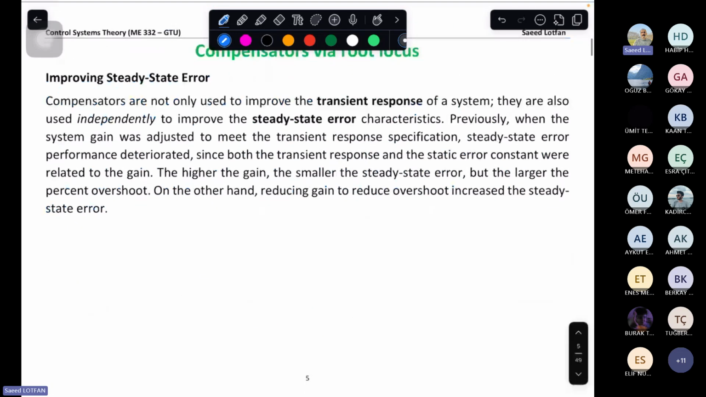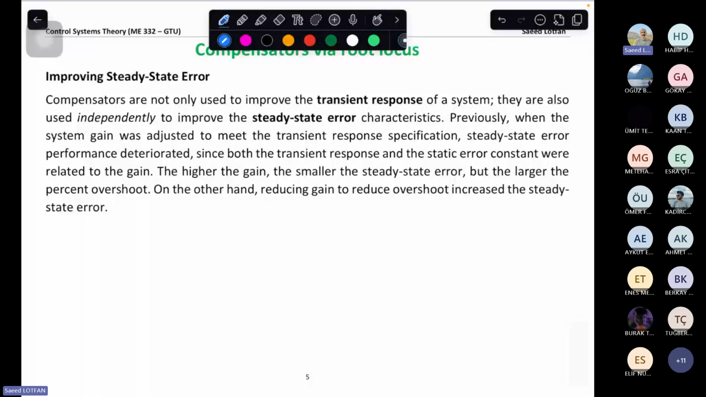In terms of compensators, we have two different jobs to do. We know that the main characteristics of a control system are its transient response and steady state error. The thing is, if we want to adjust the steady state error, we may deteriorate the transient response. And if we want to fix the transient response, we may deteriorate the steady state error.